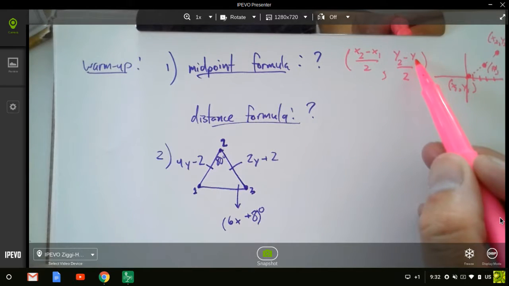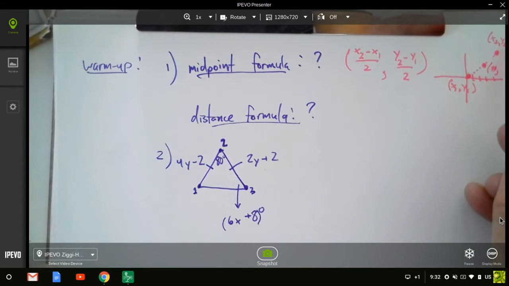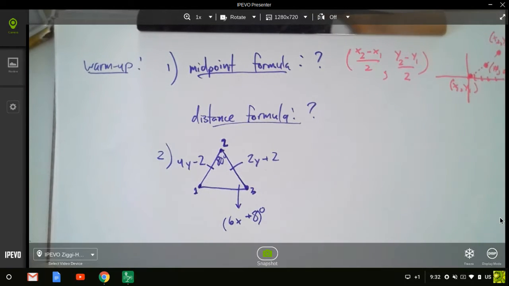And then to get the midpoint coordinate for the y value, it's the same thing. You just take the y values, y2 and y1, add them, and divide by 2, and you should get the y coordinate for the midpoint. Does that make sense? Okay.